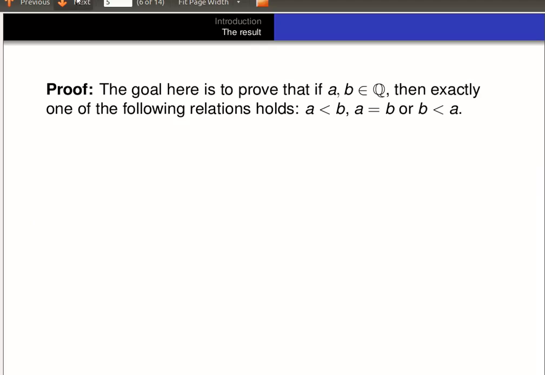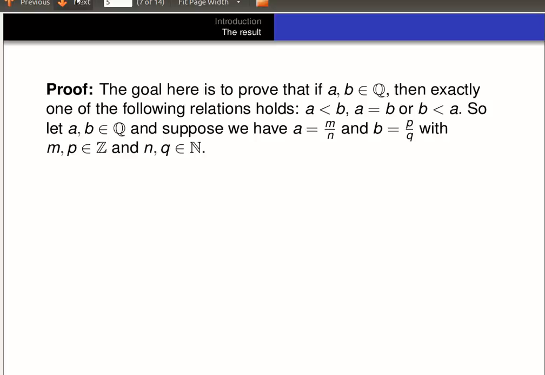All right, so the goal here, if we're going to prove that the order on the rational numbers has trichotomy, is to take two rational numbers, a and b, let's say, and then show that exactly one of the following relationships holds. Either a is less than b, a is equal to b, or b is less than a. Okay, so let's do that. Let a and b be rational numbers, and let's represent a as m over n, and let's represent b as p over q. So we know in particular that m and p are integers, they can be positive or negative, and n and q are natural numbers.